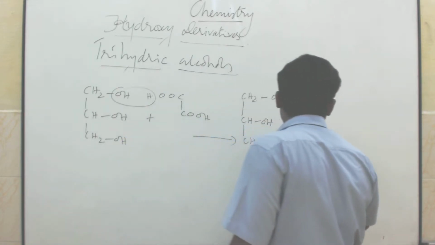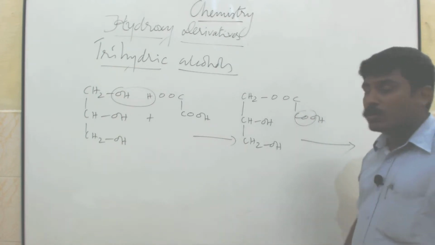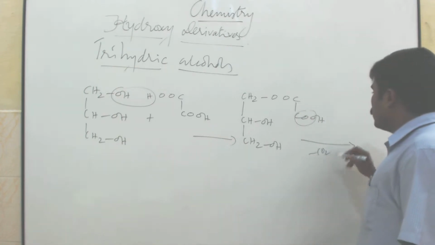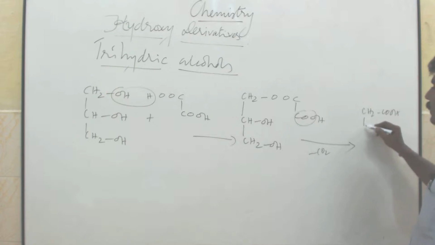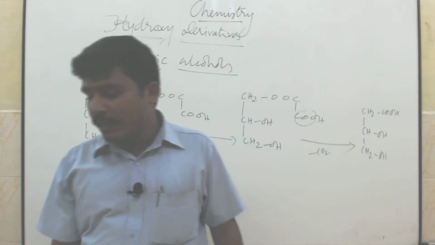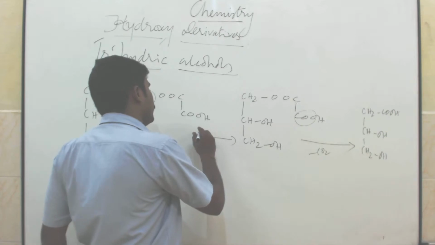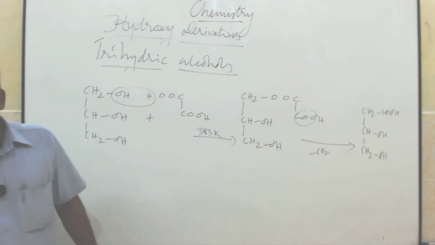Okay. Here again decarboxylation reaction takes place. Decarboxylation reaction means removal of CO2. So minus CO2, this H will add here to become acid. So CH2COOH here, CHOH here, CH2OH. Initially you are going to add oxalic acid at 383 Kelvin. How much Kelvin? 383 Kelvin. That time you will get monoxalate.